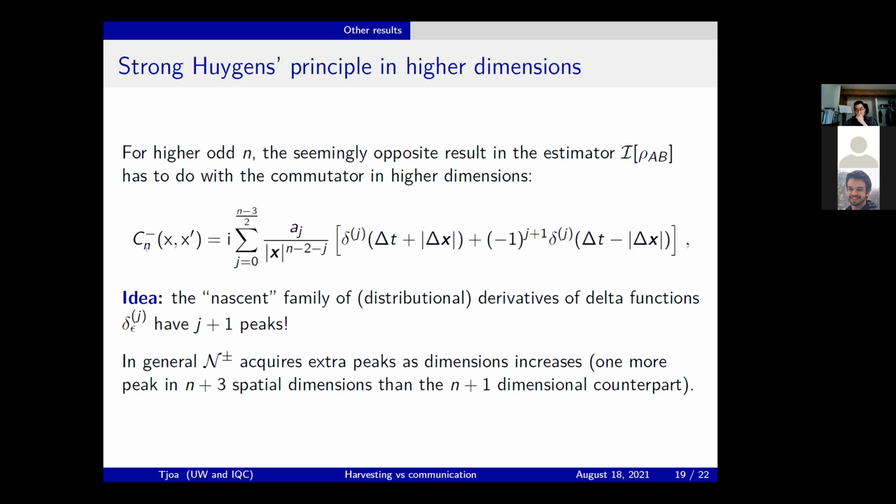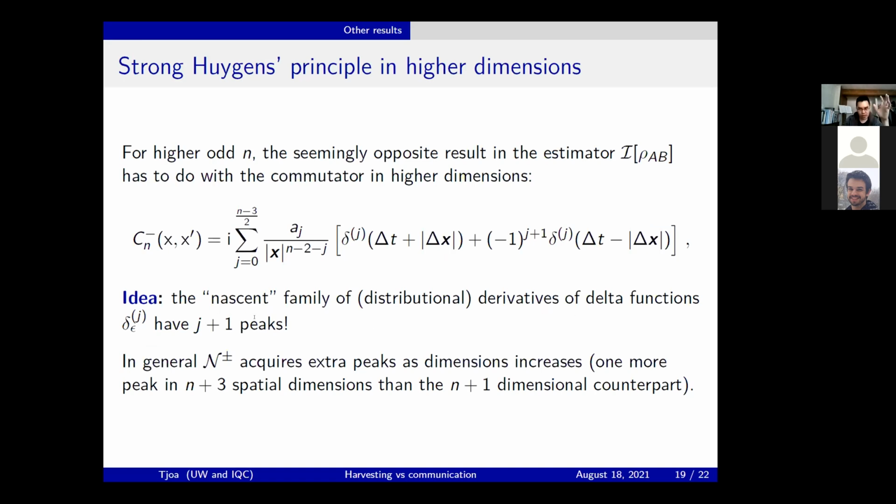So what you see here is that in higher dimensions, your commutator is a sum of Dirac delta functions and its distributional derivatives, and the dominant part, the one that goes with the least power of x, is actually the highest distributional derivative. Now, because they are distributional derivatives of the delta functions, they are still supported at the light cone when the strong Huygens principle applies. But the difference is that the nascent family of the distributional derivatives of Dirac delta functions actually has j plus 1 peaks.